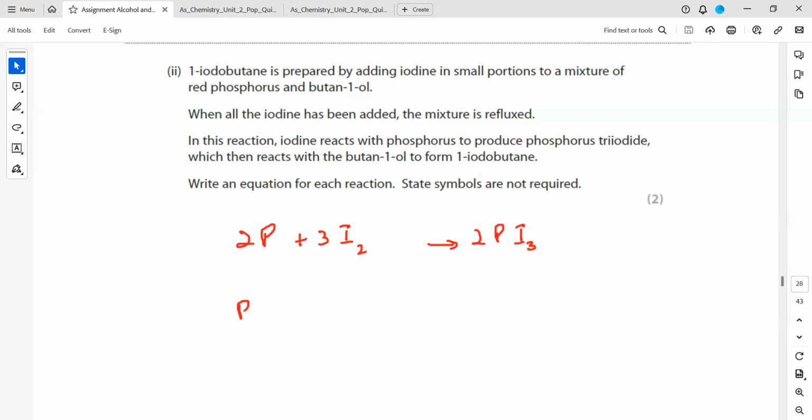Then this phosphorus triiodide reacted with butanol, which is C4H9OH, and it will produce 1-iodobutane, C4H9I, plus phosphorous acid, H3PO3. And this will be 3 molecules here and 3 molecules, so the equation will be balanced. This is the equation for the two reactions which occur.